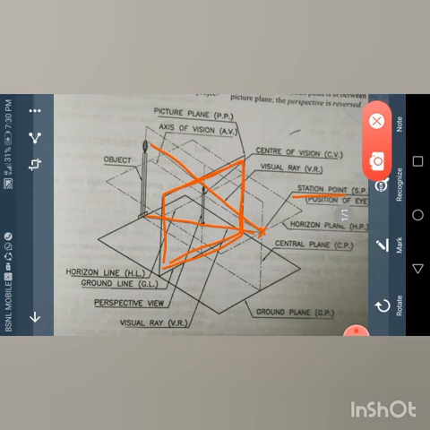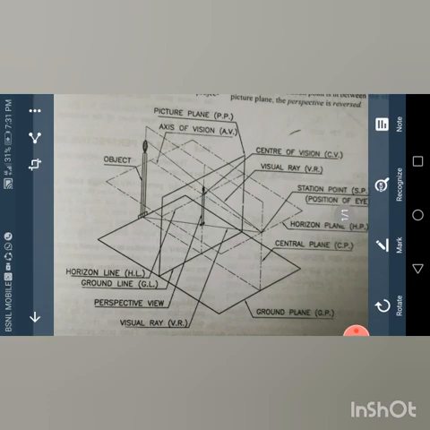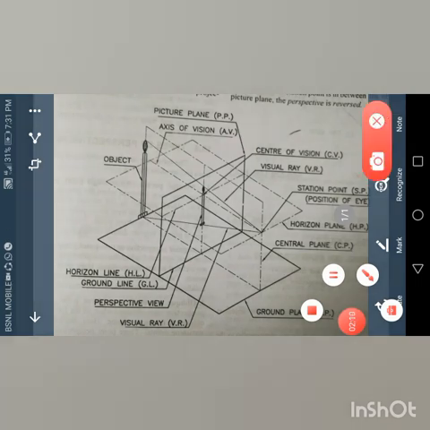So these visual rays will be piercing the picture plane at this point and at this point. So this will be the height of the object. Since the object is placed beyond the picture plane, that is, behind it, the image obtained on the picture plane will be smaller in size. Now another important plane is the horizon plane. Horizon plane is a plane parallel to the observer's eye.